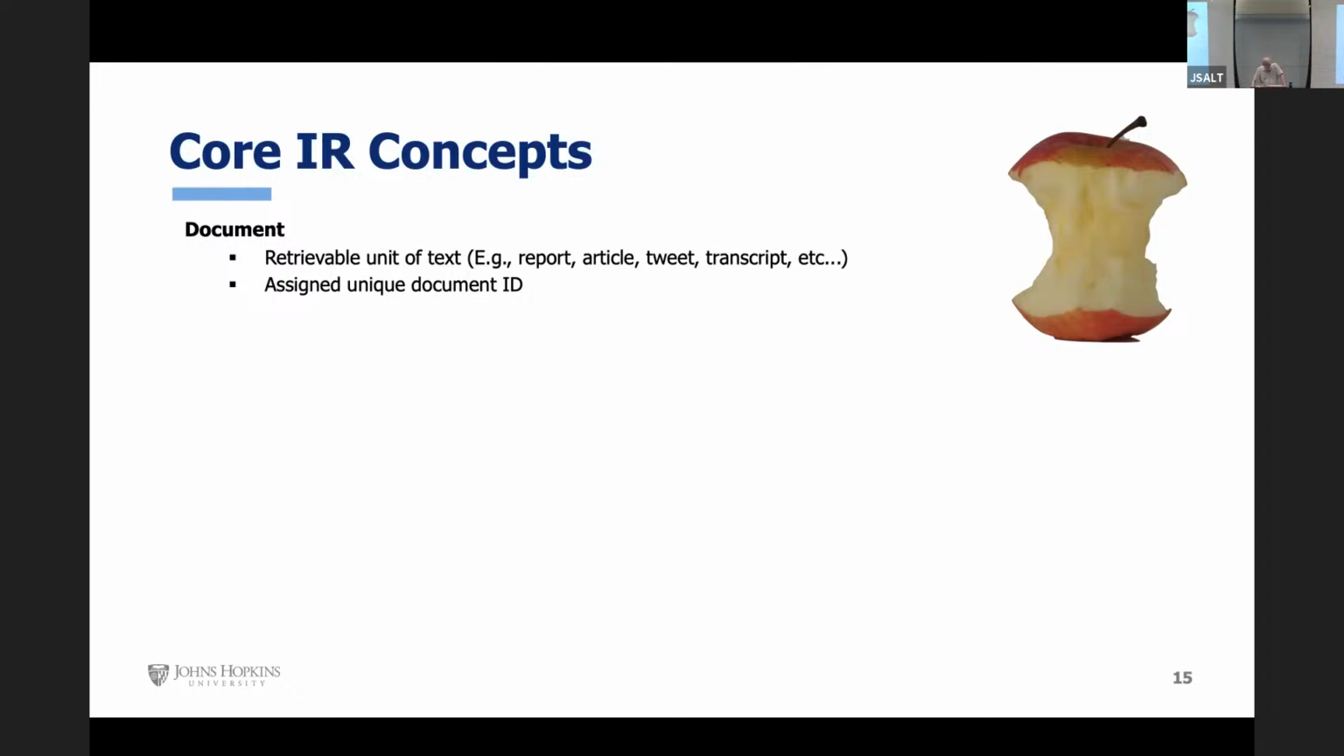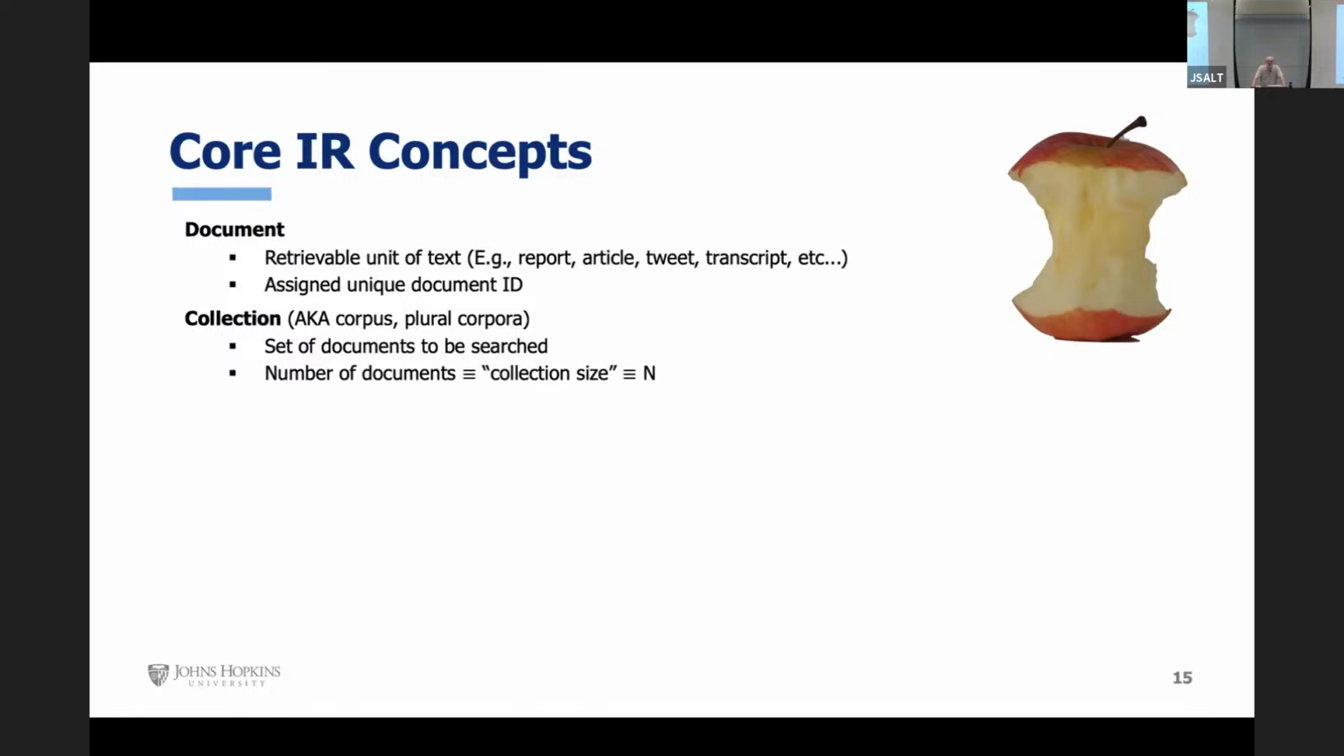We have several definitions to do. So, document: this is the retrievable unit of text. Information retrieval always talks about the thing you're retrieving as a document, whether it's speech, a transcript of something, a thousand chat messages, or a part of a document. Some people, especially in neural systems, now chop documents up into segments. The thing you're retrieving, we're going to call a document.